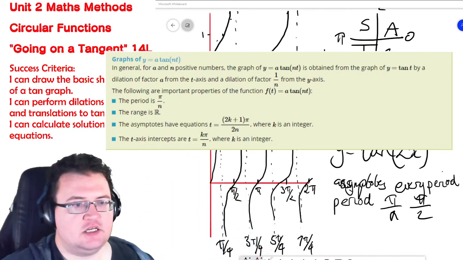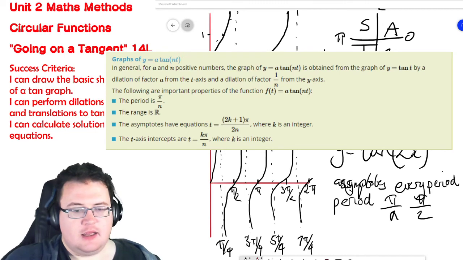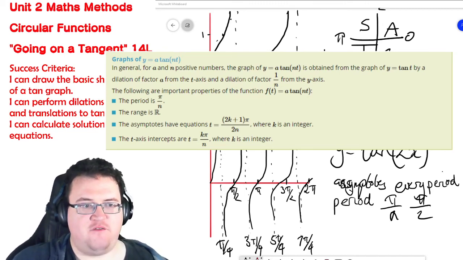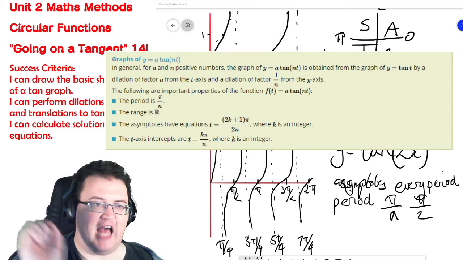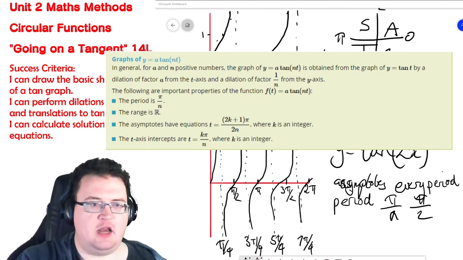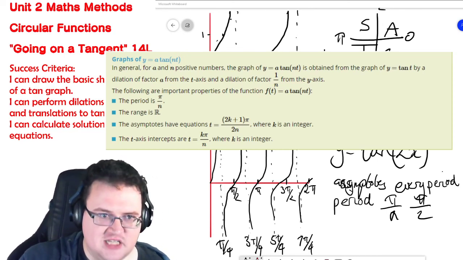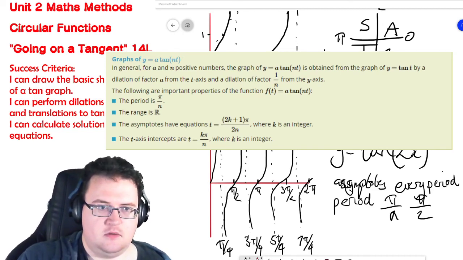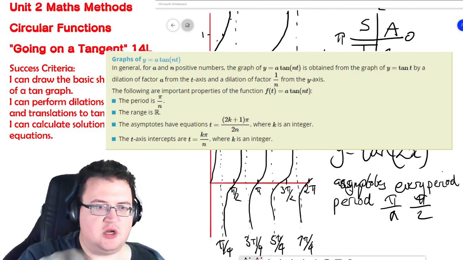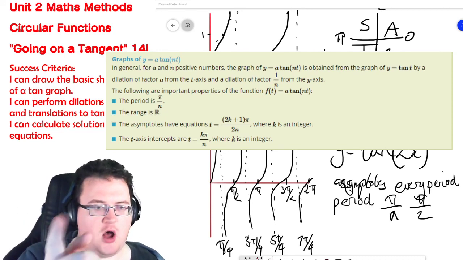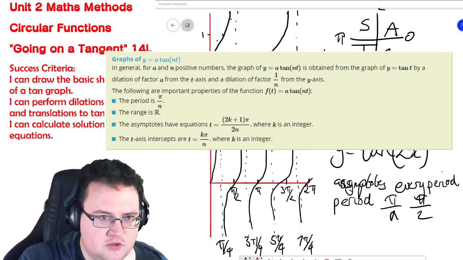2k plus 1 times pi divided by 2n. So n comes from the equation. K is the first asymptote. Where is the first asymptote? Where is the second asymptote? Where is the third asymptote? So what you do is you just replace k with a number, and it will tell you where it is. So where's the first asymptote going to be? Well, you start at 0. So k is 0. So 2 times 0 plus 1 is just 1. Pi on 2. The first asymptote is at pi on 2. The second one, if we add 1 to it, and so on.